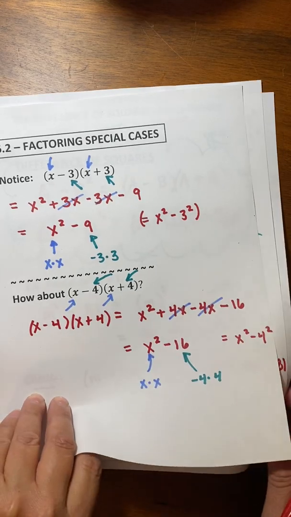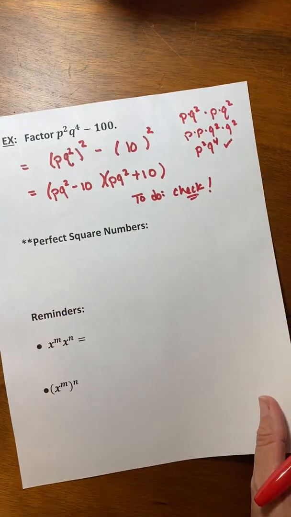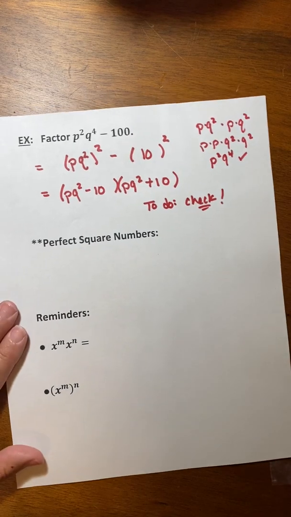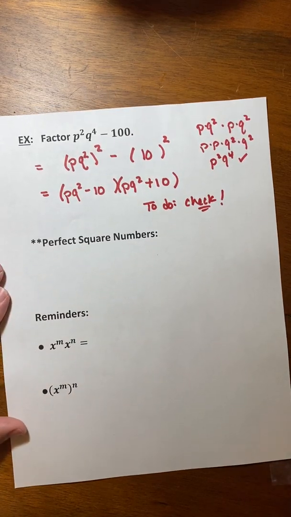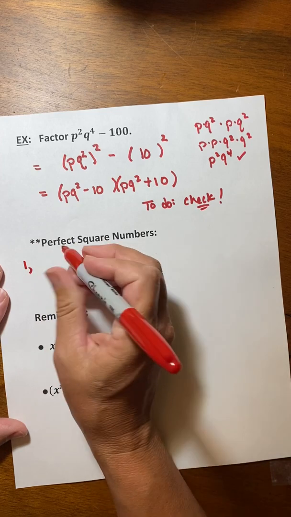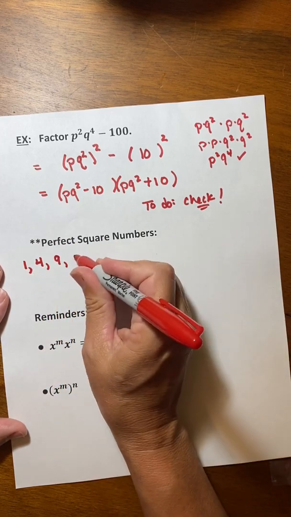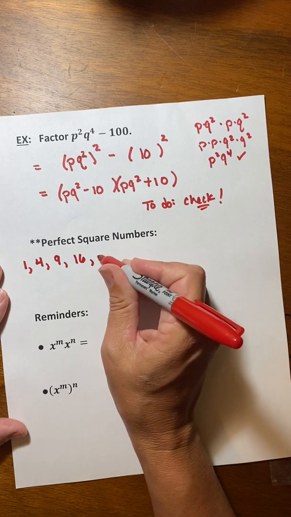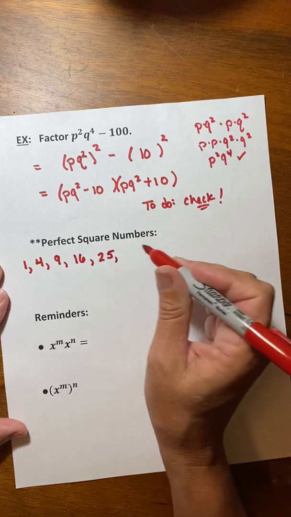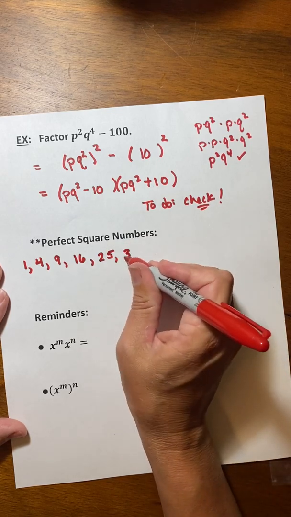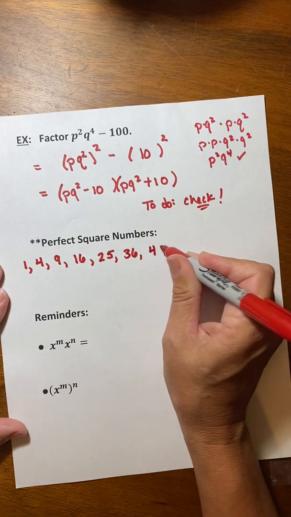So we want to start recognizing, or be able to recognize, at least some of the lower perfect square numbers. For example, 1 squared is 1. 2 squared would be 4. 3 squared is 9. 4 squared is 16. 5 squared is 25. 6 squared is 36. 7 squared, look for 49.